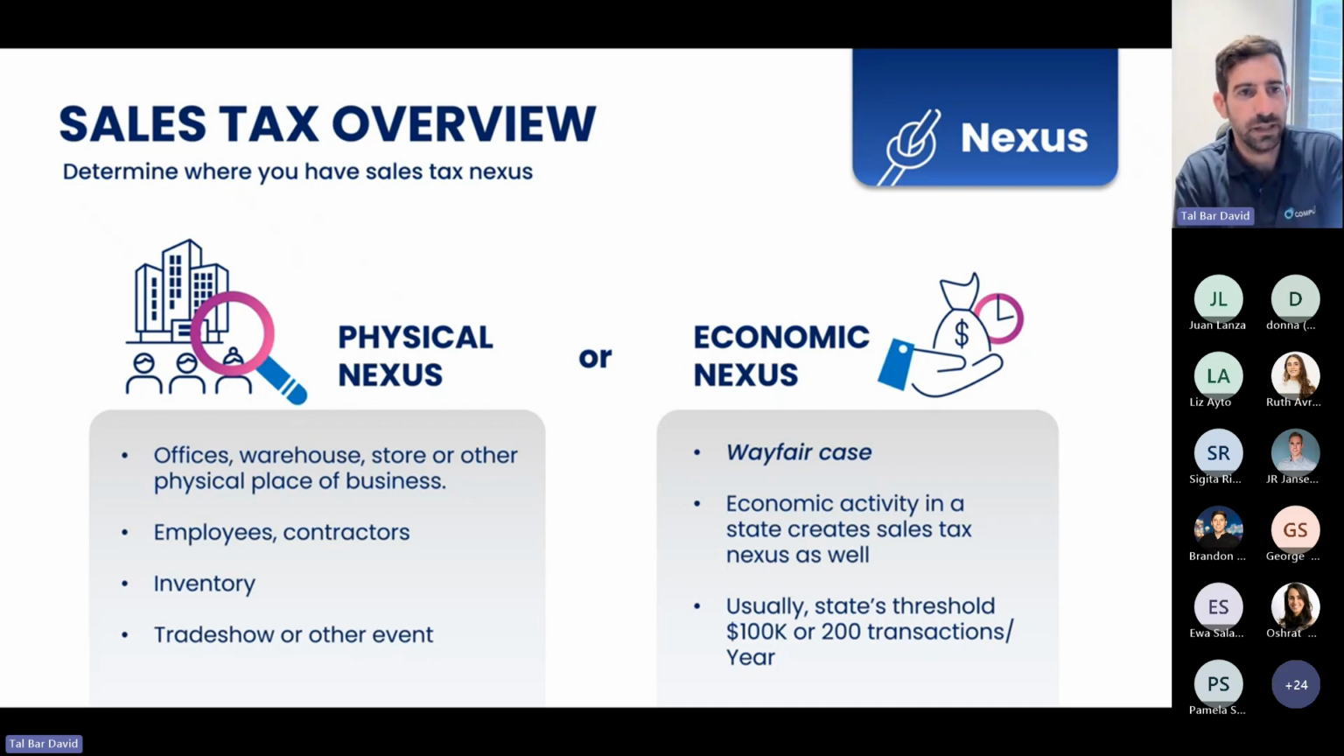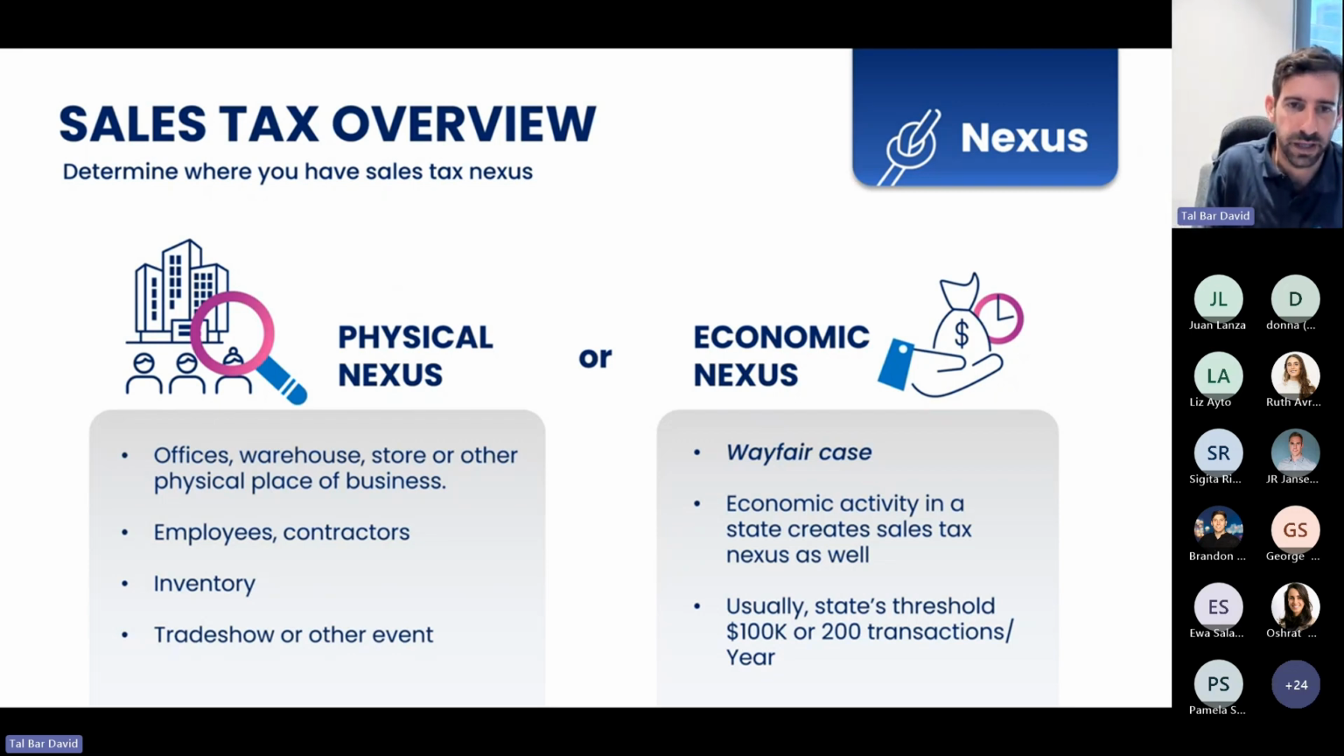So Nexus, as I said, can be established by a physical presence, like physical Nexus. A physical Nexus can be created if I have offices, a warehouse, and obviously employees or inventory. That creates physical Nexus for me. Or if I don't have any people on the ground and I don't have any offices, I still might have Nexus because of economic Nexus. And this is the big change that affected foreign companies.